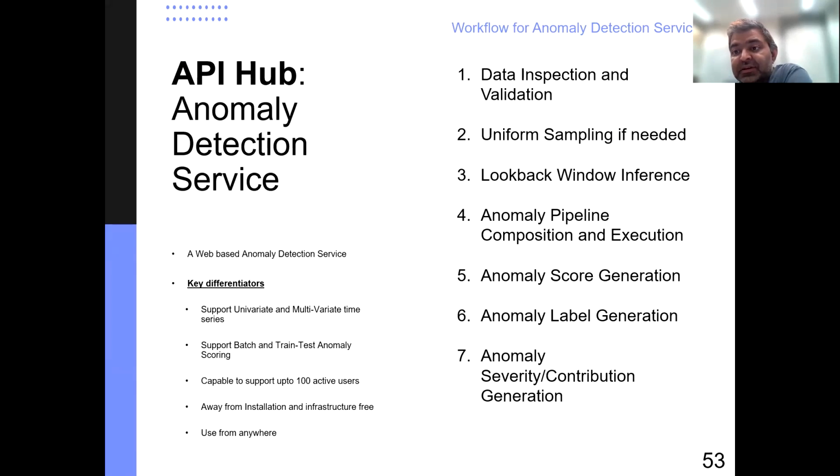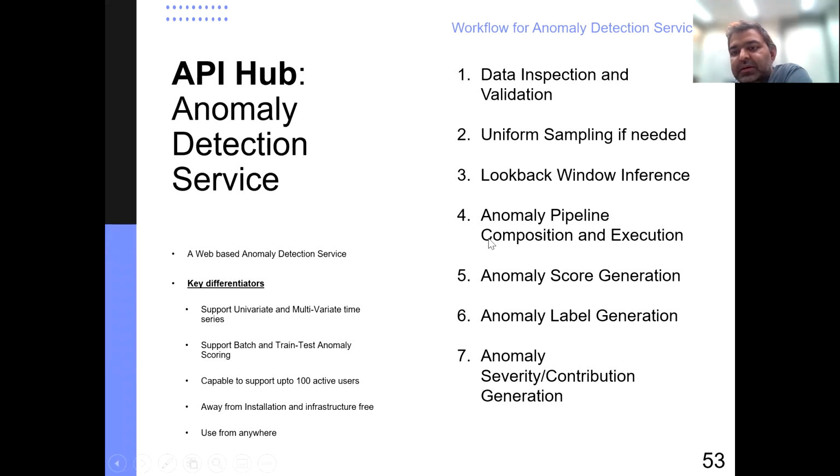So the user may say that he is interested in a windowed AD pipeline and he wants to use isolation forest. So we create an anomaly pipeline in this phase and then run the anomaly pipeline on the data that the user provided. Once the anomaly pipeline is trained, we can generate the anomaly score as well as thresholding, right? Once the threshold is available, we are in a position to also generate the anomaly label.